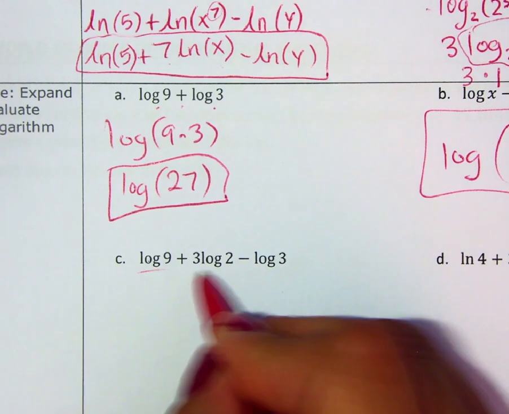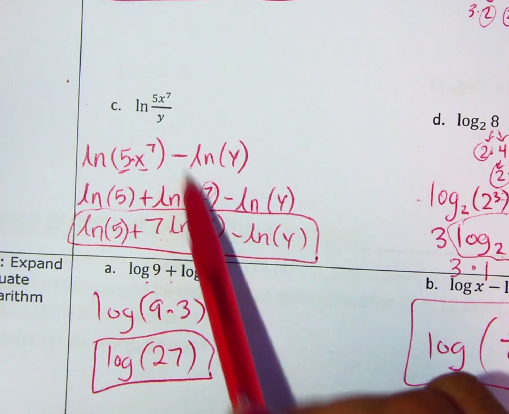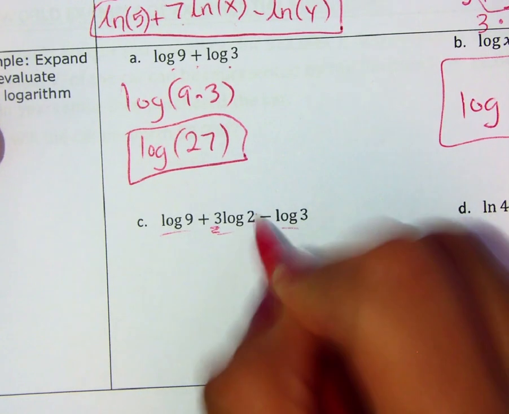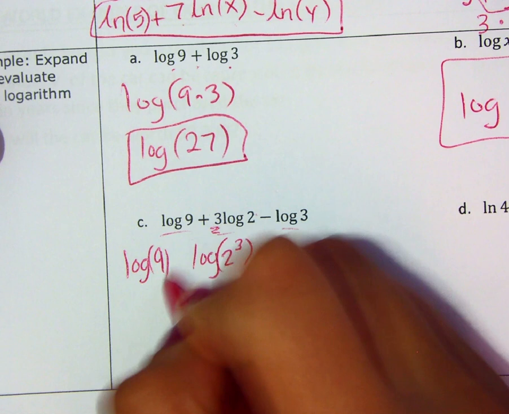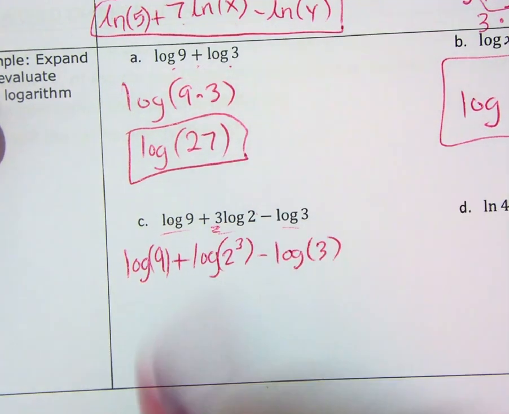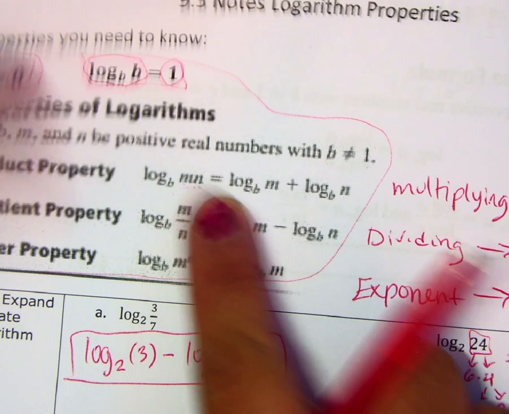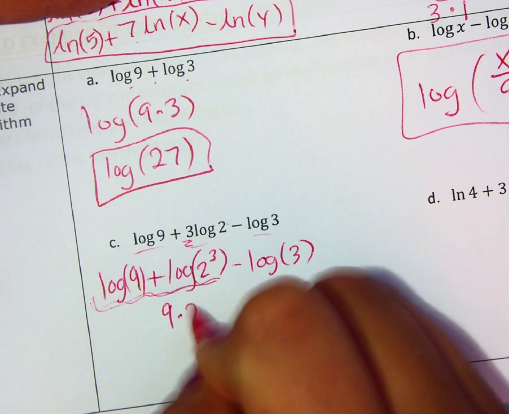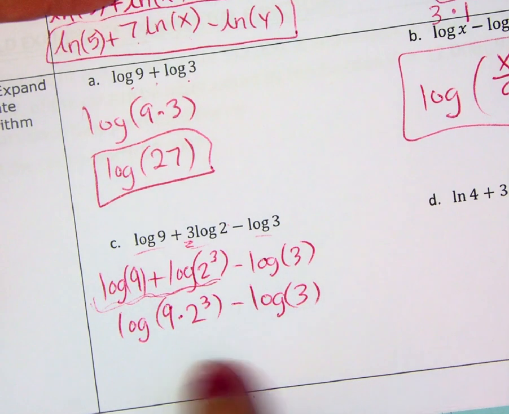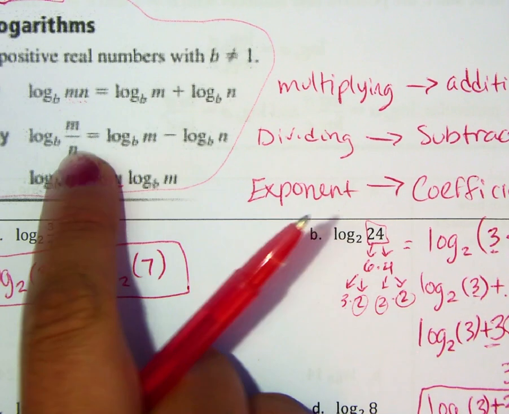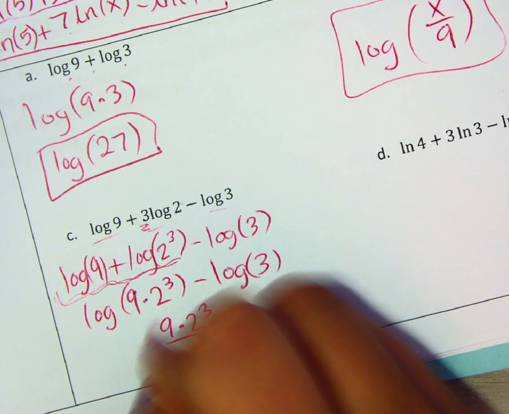All right, the next one has 3 sections, and carefully look at this middle one. This middle one has a coefficient. So we're going to do what we did here, but backwards. This is an exponent, so 2 to the 3rd power. I'm just going to copy everything else. Then you recognize that these are adding, so we apply the addition. It's a multiplication of the arguments, so we're going to have 9 times 2 to the 3rd power. And now you recognize this is a subtraction, so the subtraction is a division of the arguments. So we're going to write 9 times 2 to the 3rd power divided by 3.